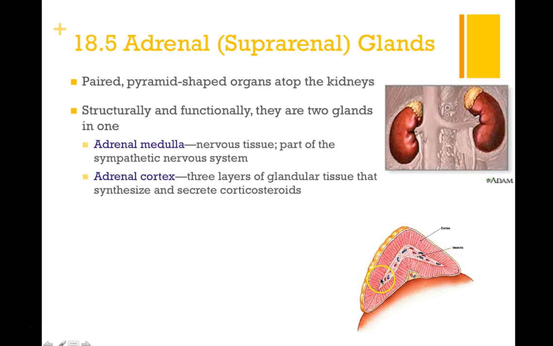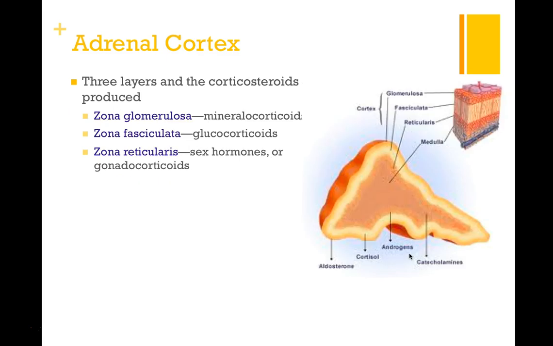In here, we will have 3 different layers of glandular tissue that will synthesize and secrete corticosteroids. And within our medulla, the inner portion here, we are going to have nervous tissue that will serve as a part of the sympathetic nervous system. So let's take a look at those 3 layers in the adrenal cortex. I apologize, this image turned out a little blurry, but let's describe the 3 different layers.